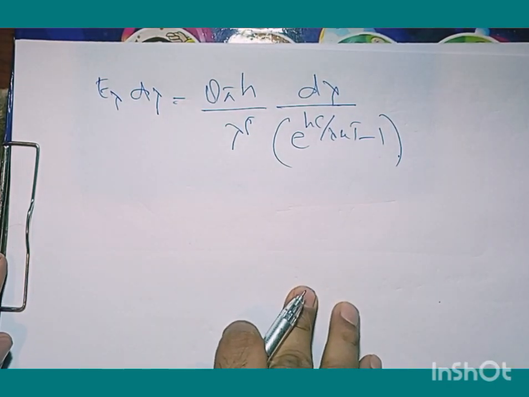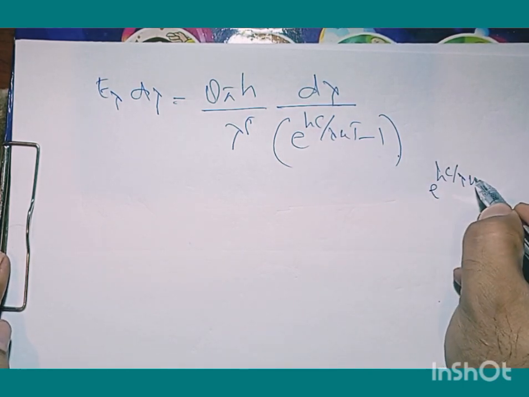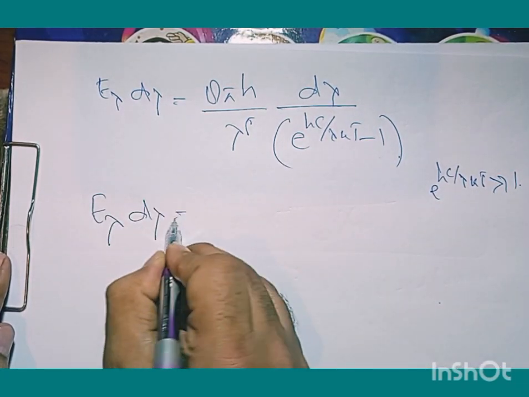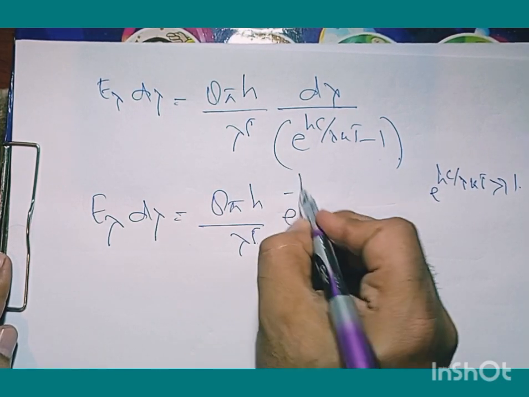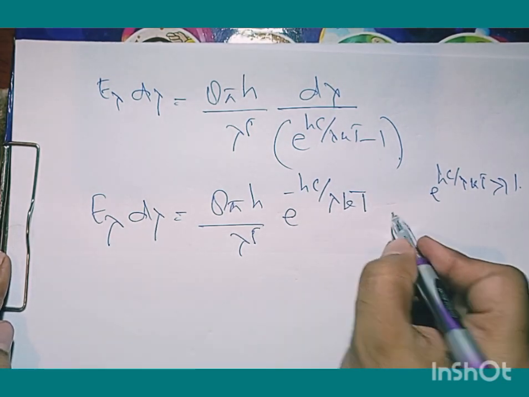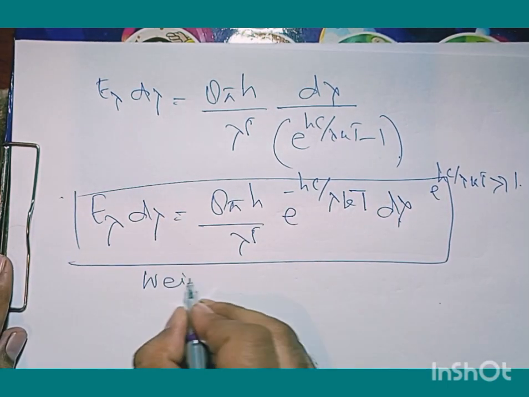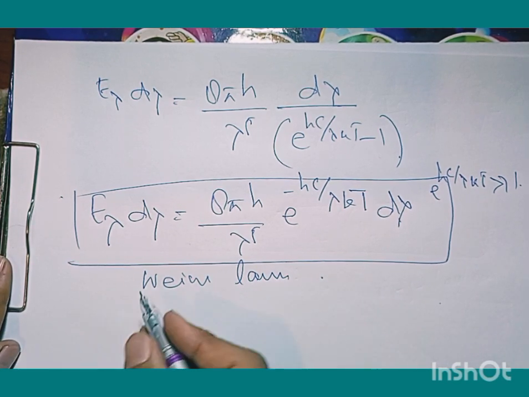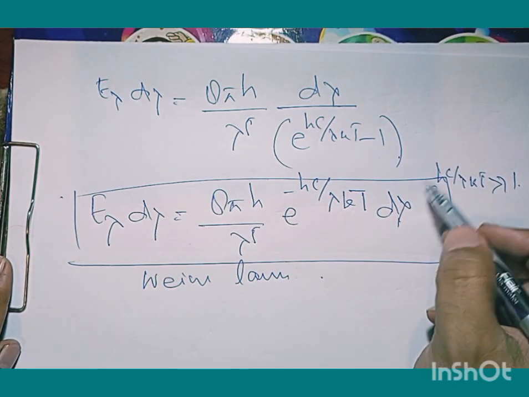All right. So in the limit of e to the power of hc by lambda kT very much greater than 1, we have E lambda d lambda will be 8 pi hc by lambda raised to the power 5 e to the power of minus hc by lambda kT d lambda. So this is nothing but Wien's law. This is Wien's law. Here we are assuming that the wavelength is small, so that the exponential term is large.